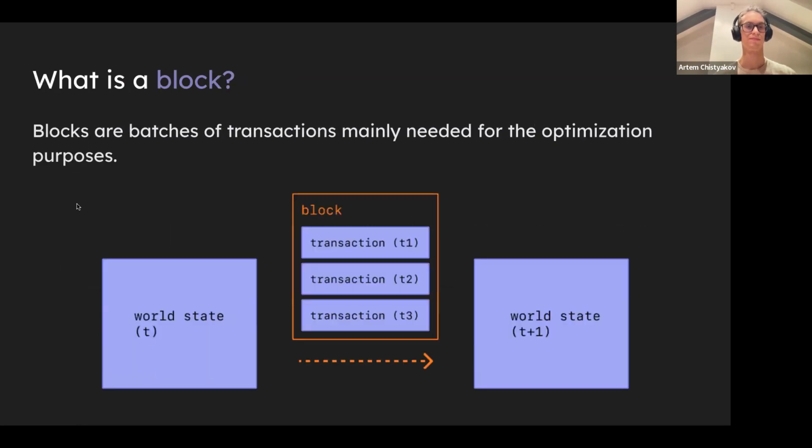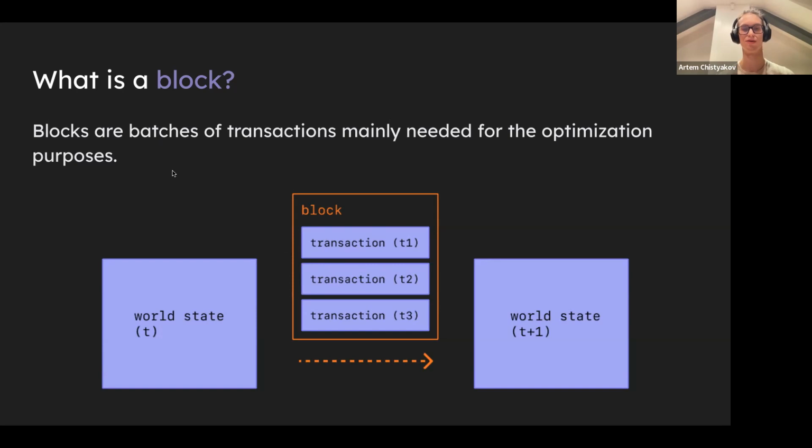So yeah, then let's talk about the blocks and how they are constructed in Ethereum and what is inside those blocks. So blocks are batches of transactions that are mainly needed for optimization purposes. It is completely fine for blocks to contain one transaction. And it is common to see that in some test environments, for example, when you're writing your smart contracts and running your local blockchain for fast interaction. Usually those blockchains will mine blocks when they receive a single transaction.